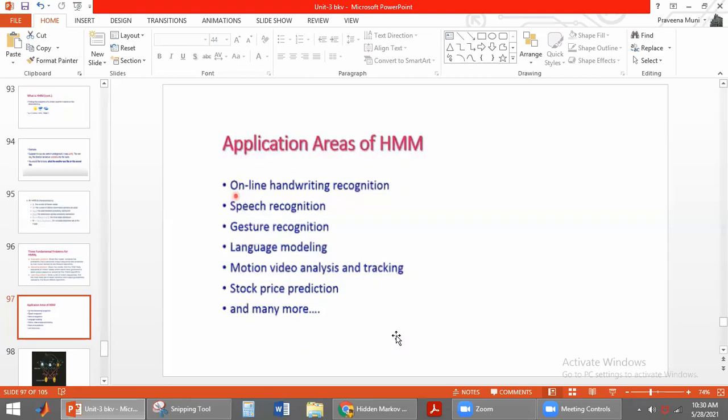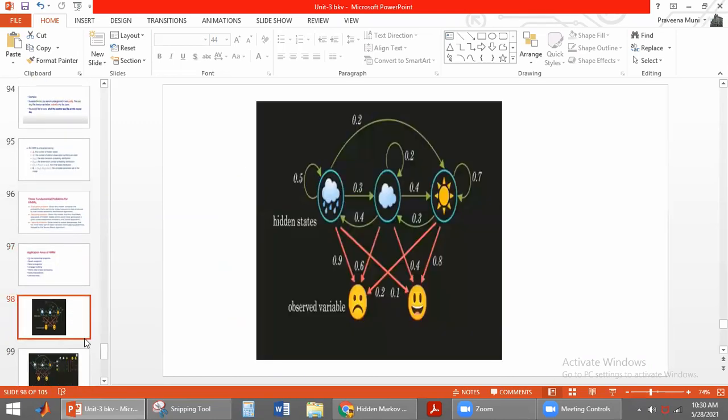Now we'll see the application areas of hidden Markov model. Hidden Markov model is used in online handwriting recognition, speech recognition, gesture recognition, language modeling, motion video analysis and tracking, stock price prediction, and many more. We have many more applications of hidden Markov model.